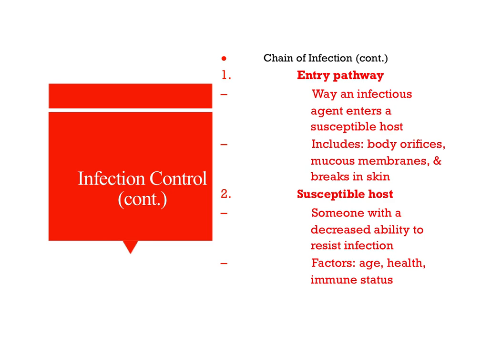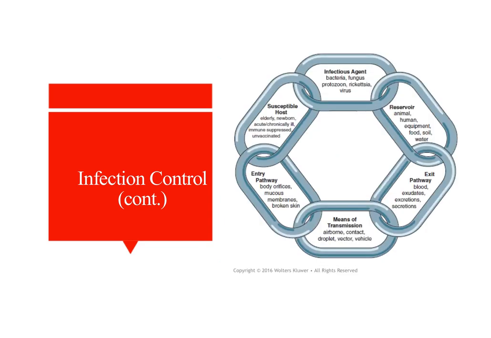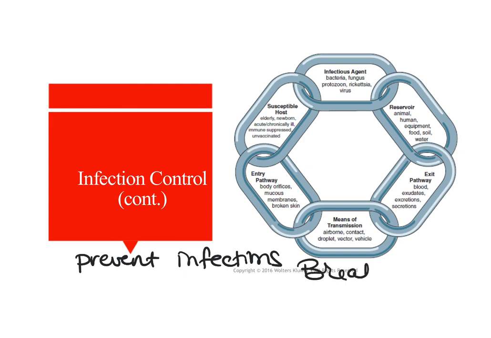And all of these steps have to occur for an infection. Examples of exit pathways are blood, exudates, excretions, and secretions. Each one of these links has to be there for there to be an infection. And the way that we prevent infections is breaking the chain. Our goal is to break a link in the chain. And that's important.